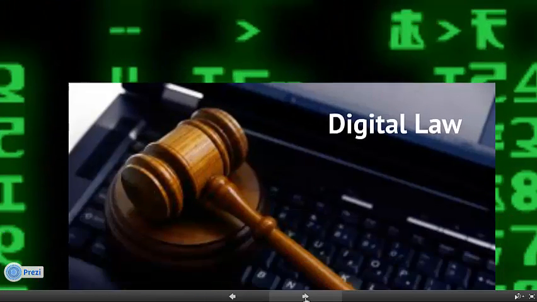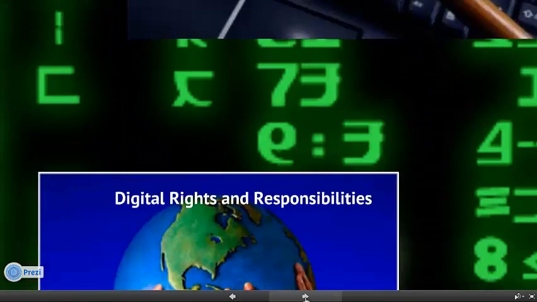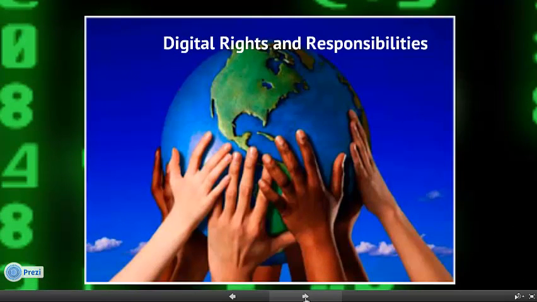The next one we'd like to look at is digital law. Like in the real world, again, there are laws that govern the digital world. And what students need to understand is that they need to follow these laws like they do in the real world, and that they are not anonymous online, and that they have a very real presence, and that they should act accordingly.